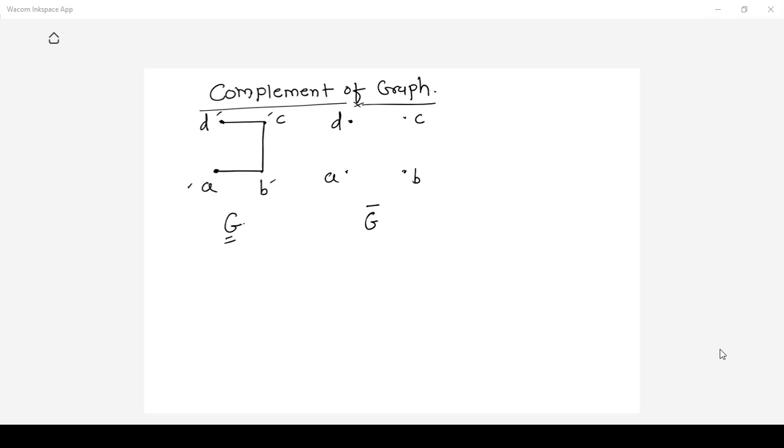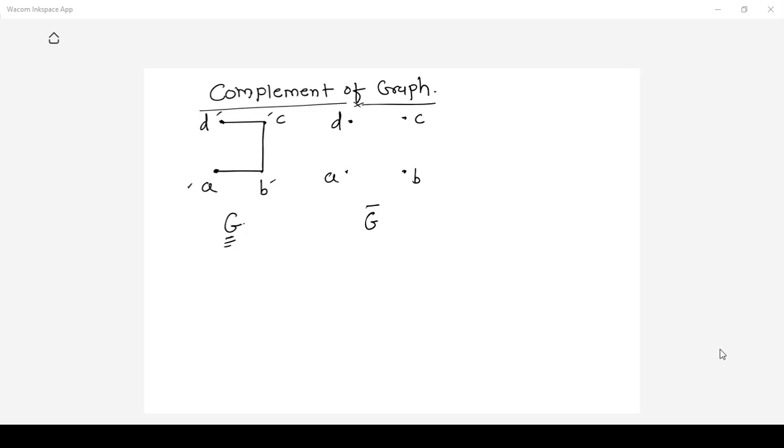So it is a graph with same number of vertices as the original graph G. So if I have the graph G, in its complement I should take same number of vertices. So in my given graph G I have four vertices A, B, C, D. So in its complement also I should take vertices A, B, C, D. Now what about the edges? So vertices which are not adjacent in the given graph G becomes adjacent in its complement.